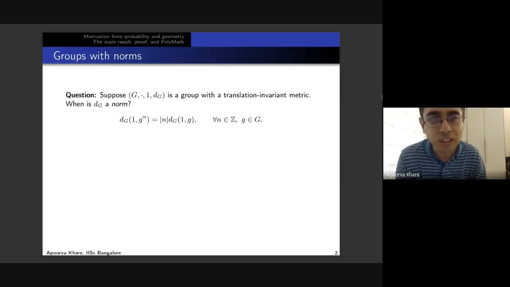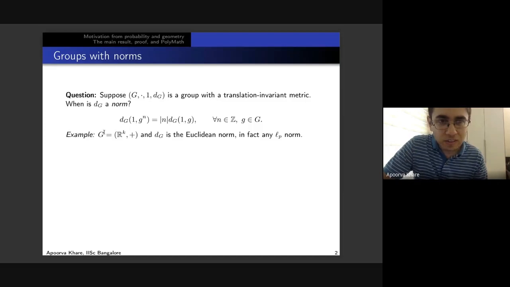So suppose G is a group, as I said. I didn't write down the inverse, but fine. It's a group with a translation invariant metric. When is this metric a norm? By norm, I just mean the distance from one to the nth power, which is like the distance from zero to the multiple of the group element, is equal to n times the distance from one to g.